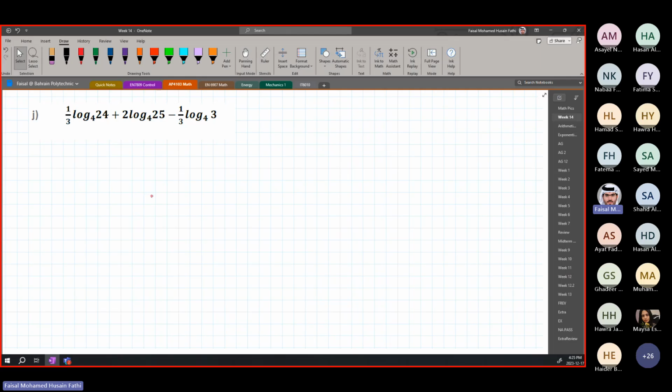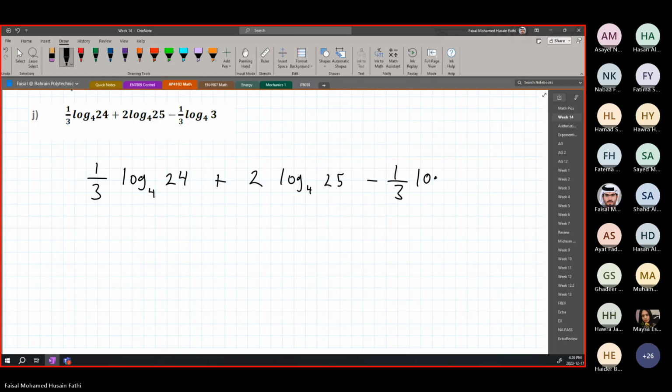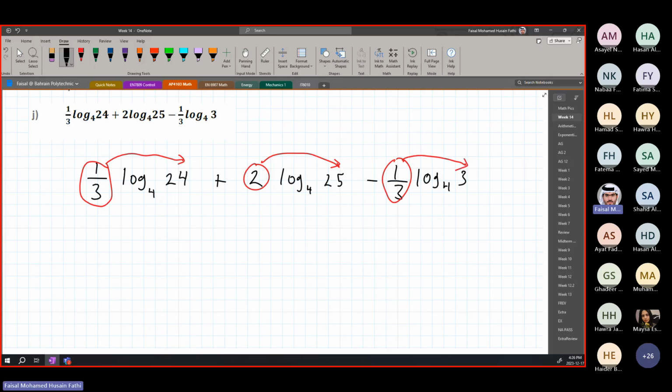Okay? So J, we have 1 over 3 log 4 of 24, plus 2 log 4 of 25, minus 1 over 3 log 4 of 3. Always the first step in cases like these is to simplify all the logs. You don't want any coefficients multiplying them, so you will just take these and make them powers, all of them. That is always going to be your first step.